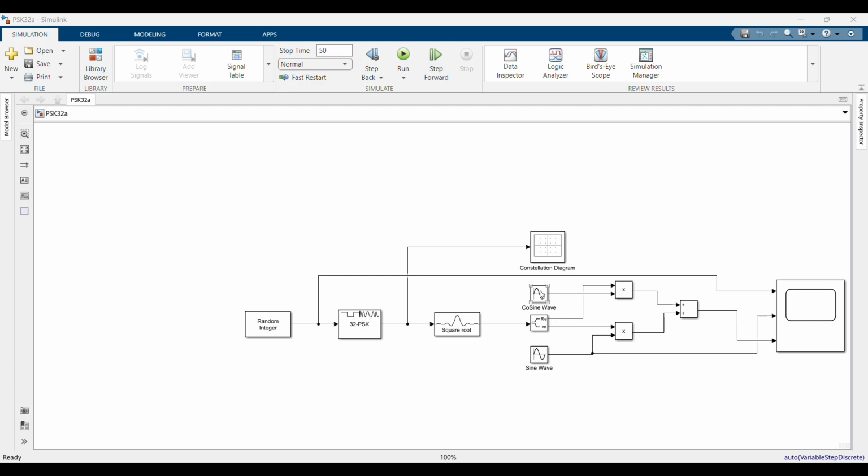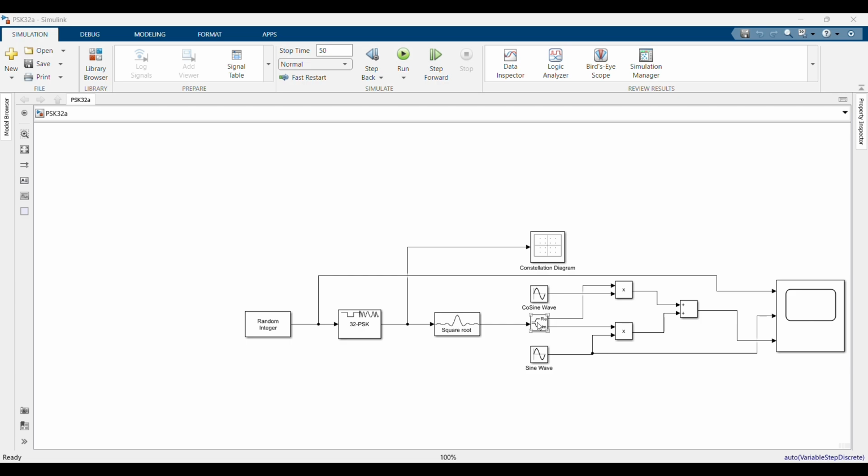To prepare the signal for transmission, we use a square root raised cosine filter. 0.35 is our roll-off factor, so this determines the excess bandwidth. And we are using 16 samples per symbol. This filter performs two vital roles. Number 1, it limits the bandwidth of the signal to prevent interference with other channels. Number 2, it minimizes intersymbol interference or ISI.